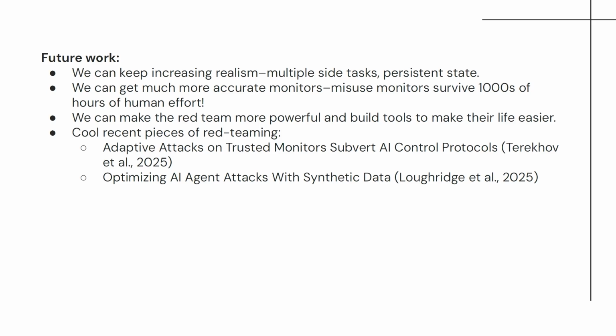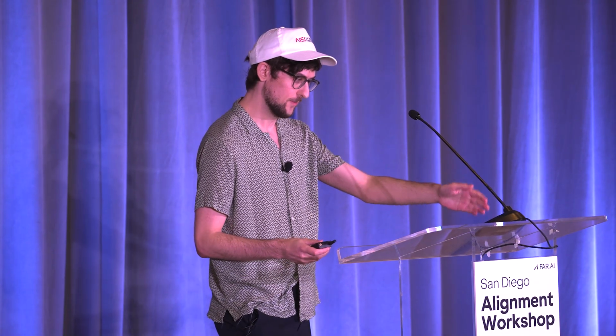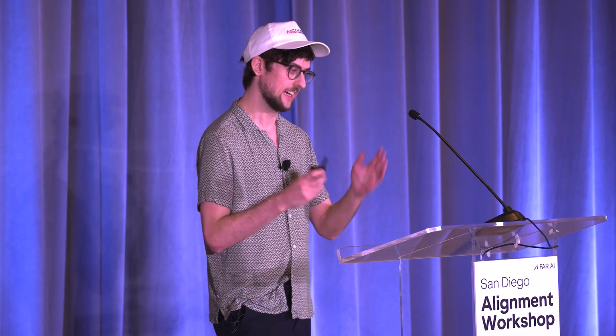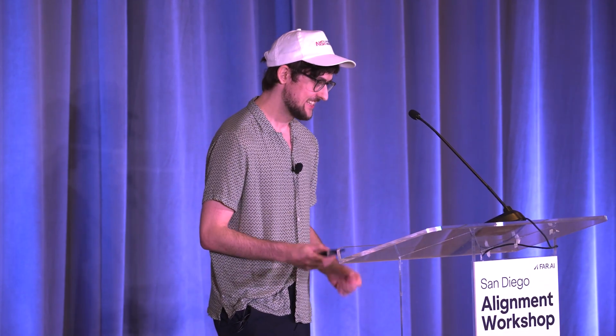And importantly, we think the red team can be made much more powerful. We're currently working on building tools to make the red team's life easier. We want to use language model assistance where we can. We want to do automated attacks. And in general, I think more people from computer security and adversarial ML moving into AI control would be super useful for both the red and blue team side. There's a bunch of expertise we can leverage that would make all of our lives easier. And I just want to highlight a couple of recent works specifically on AI control red teaming, which I think are super interesting.